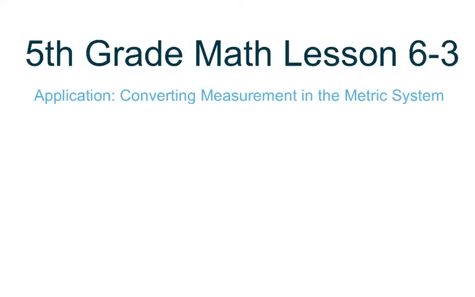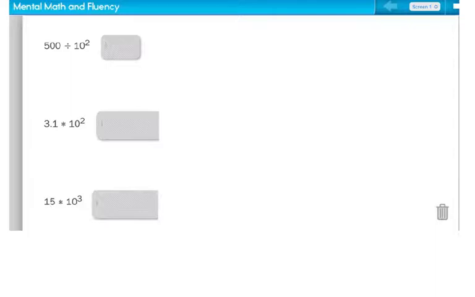In Lesson 6.3, we are looking at application of converting measurement in the metric system. Let's go ahead and begin on our whiteboards. We have been talking about multiplying and dividing by powers of 10 with decimals. So would you please number 1 to 3 on your whiteboard? You can just give answers only. We'll do the first one together.